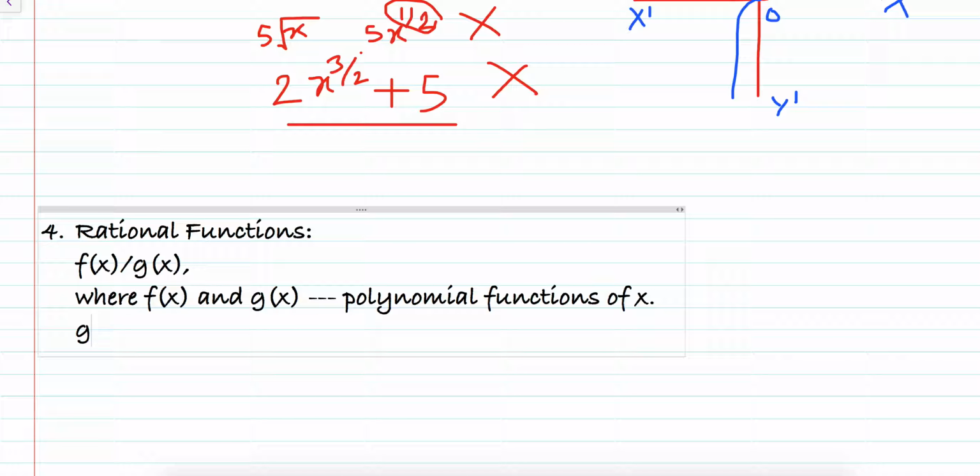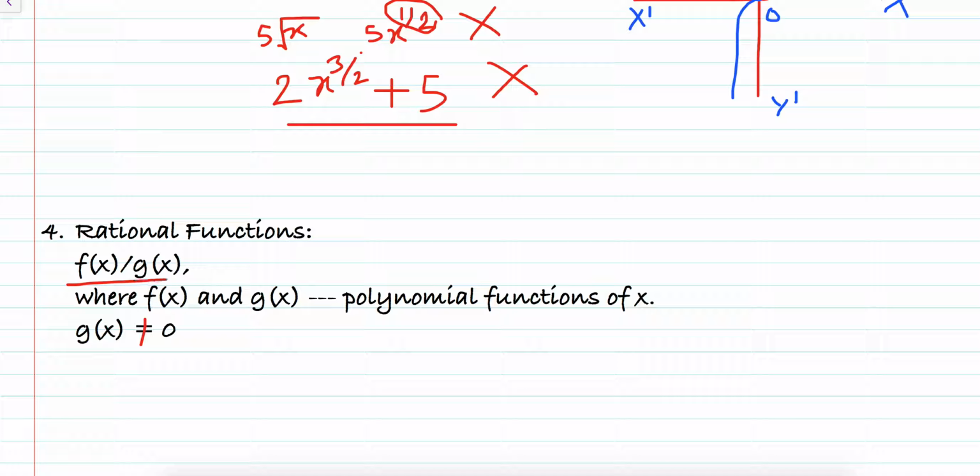and this g(x) should not be 0. So in rational numbers also we have to say that p by q, where q is not equal to 0, because if this g(x) is 0 then this entire function will not be defined. So let this function be p(x) equal to f(x) divided by g(x). So here g(x) should not be equal to 0, otherwise this function will not be defined.